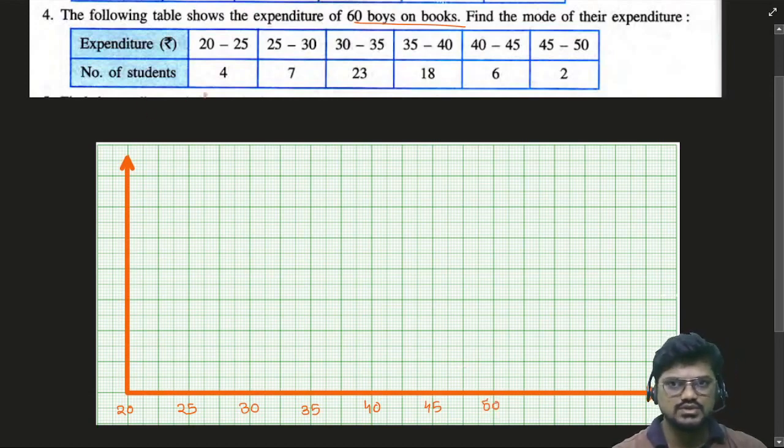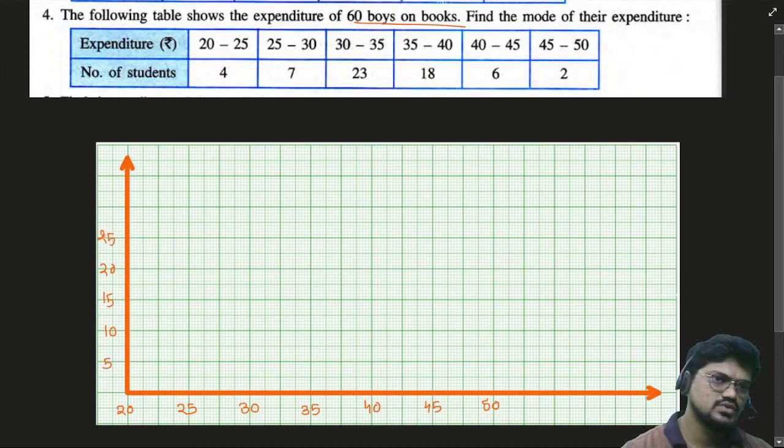Number of students, as you can see, 4, 5, and it is going up to 23 only. So we'll write 5, 10, 15, 20, and 25. That's it. So we'll take the lines.